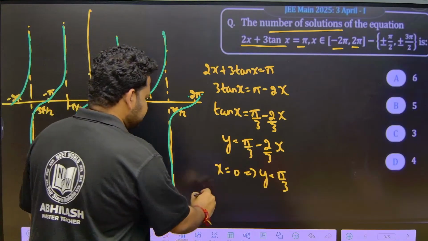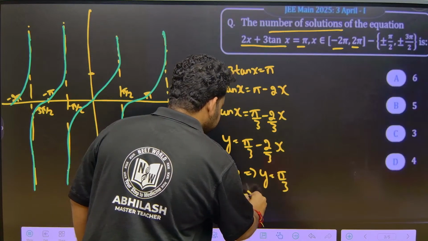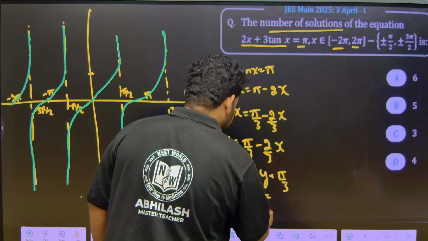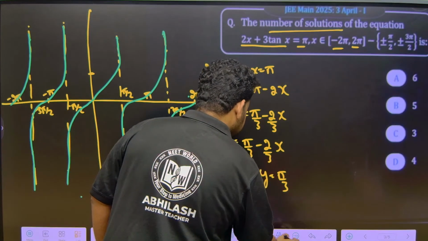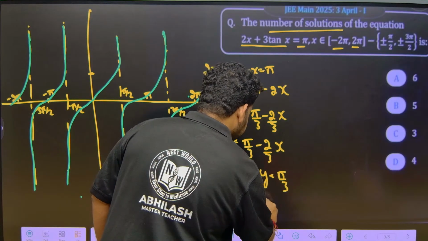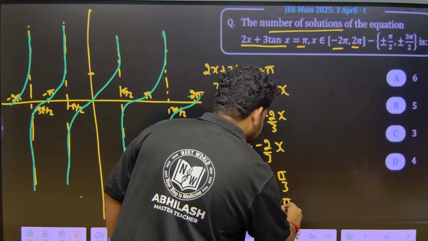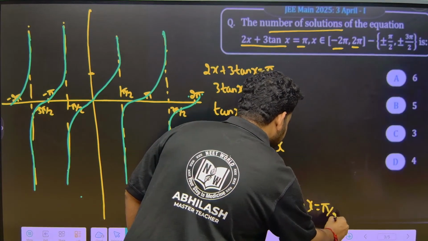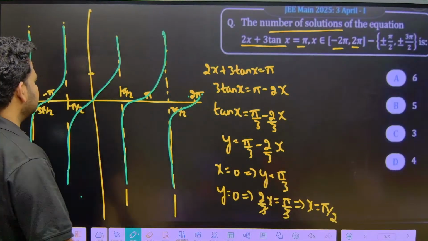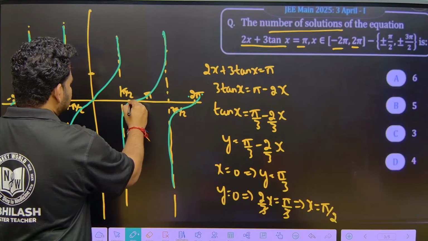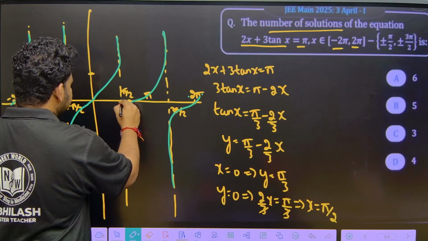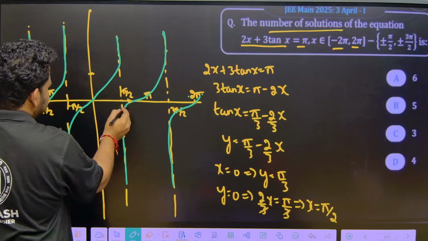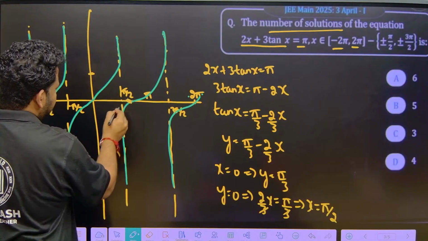Now if I put y is equal to 0, this implies x is equal to what? This implies 2 by 3 x is equal to pi by 3. Okay, 3 and 3 cancel. So I'll get x is equal to pi by 2. X is equal to pi by 2 is this value. Okay, you can take this value as pi by 2. This is not to scale, so kindly adjust. This is the pi by 2 value.